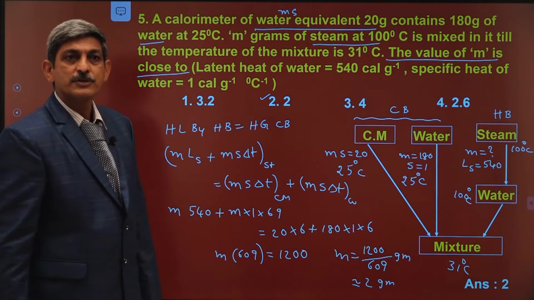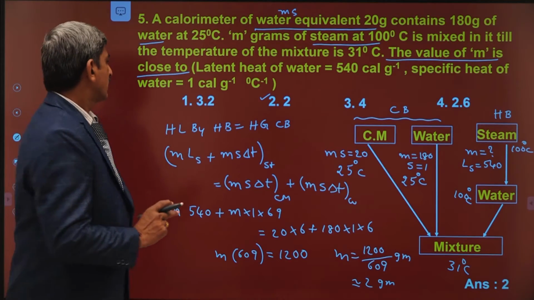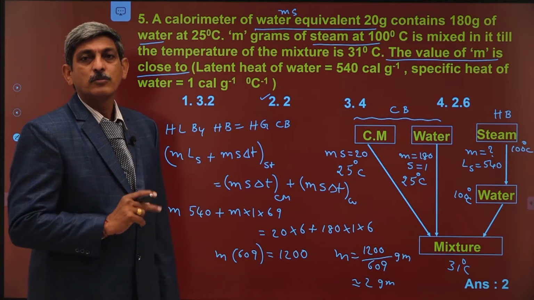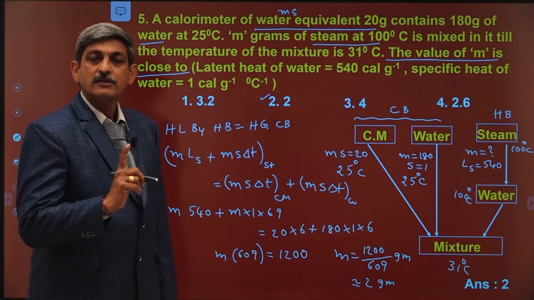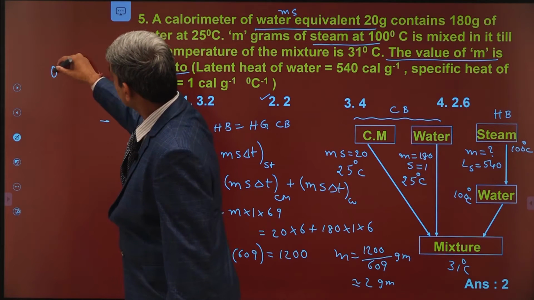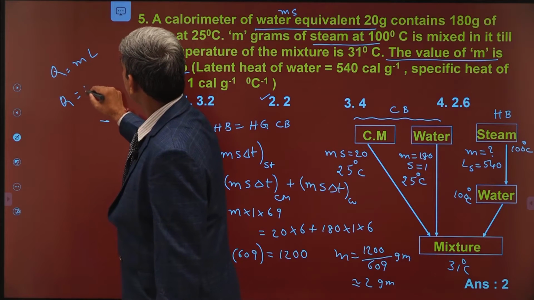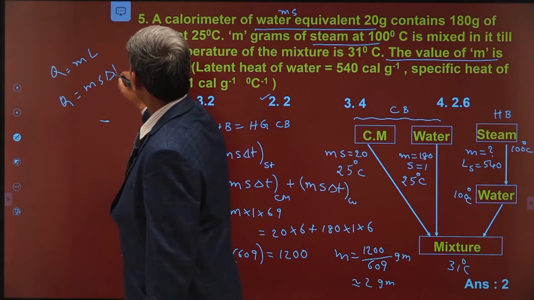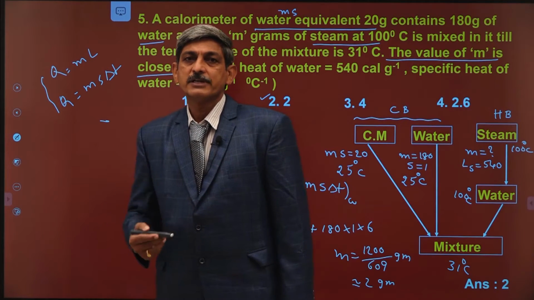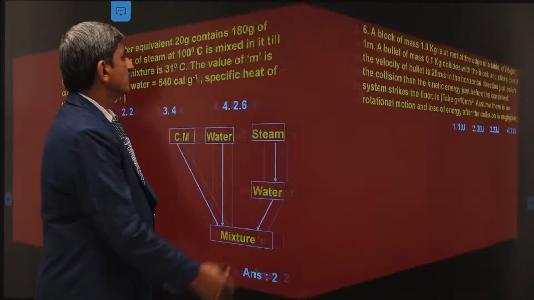So, here what is the principle used? Whenever a hot body and a cold body are mixed, the heat lost by the hot body is equal to the heat gained by the cold body. For the change of state, we have to use Q is equal to mL, and for the change of temperature, we have to use Q is equal to ms delta T. By keeping these two formulas in mind and making the mathematical simplifications, we get the unknown value. Come to the next one.